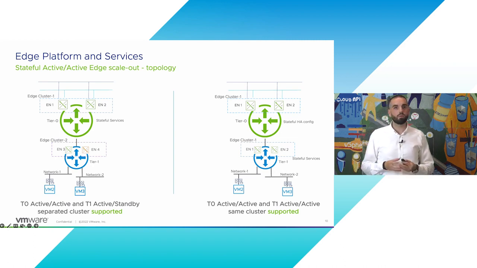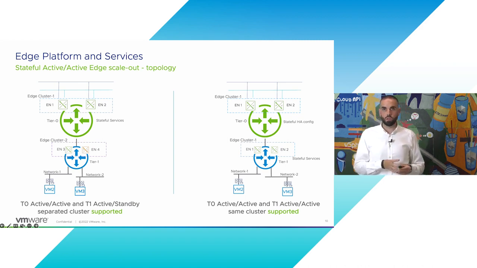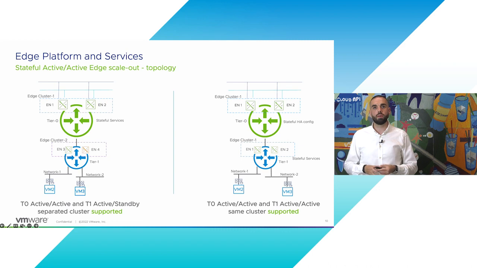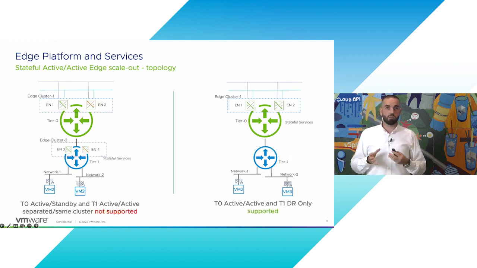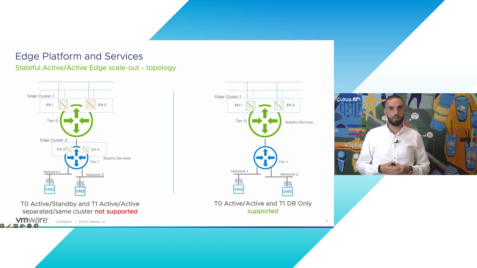On the right side of the screen we are also seeing that specific topology which I mentioned that we may support, in which we have our tier 0 running in active-active HA mode and running stateful services on top of it, at the same time having a separate edge cluster which is running load balancer services on top of the tier 1. Another supported topology which you're seeing on the right side of your screen is having our stateful active-active tier 0 running on edge cluster 1 and having our tier 1 running in a DR only scenario.